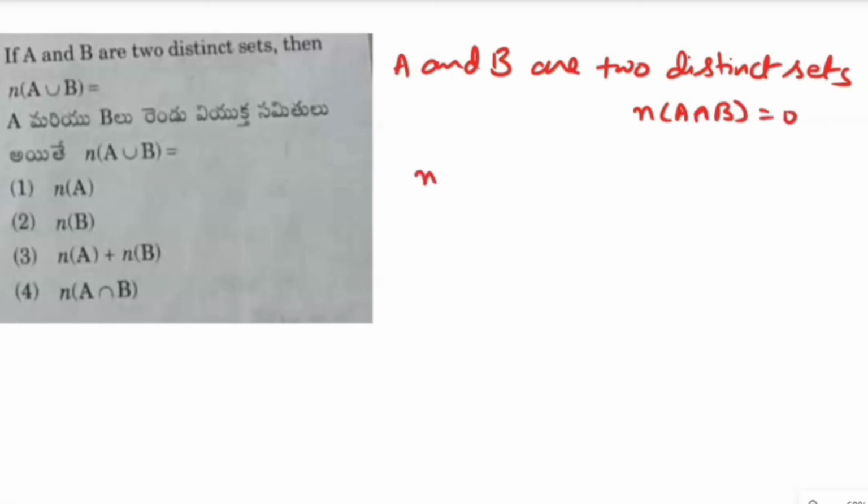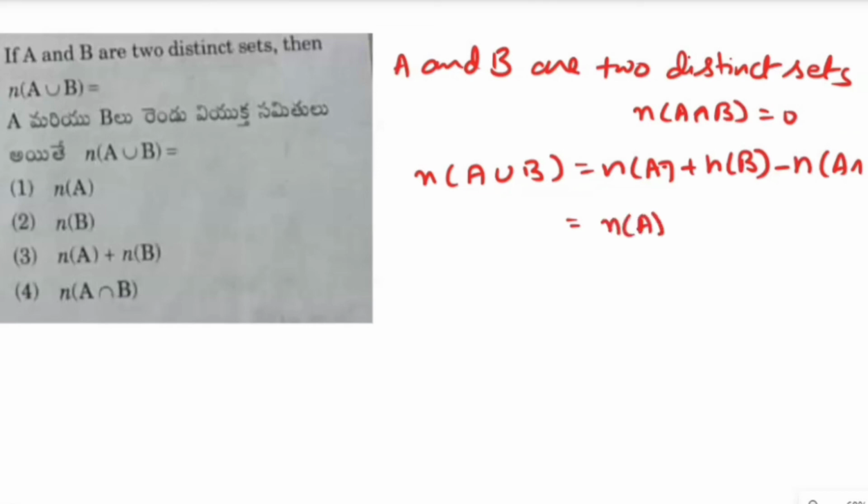So we have the formula n of A union B is equal to n of A plus n of B minus n of A intersection B. As n of A intersection B is 0, we can just write it as n of A plus n of B. So the correct option is 3.